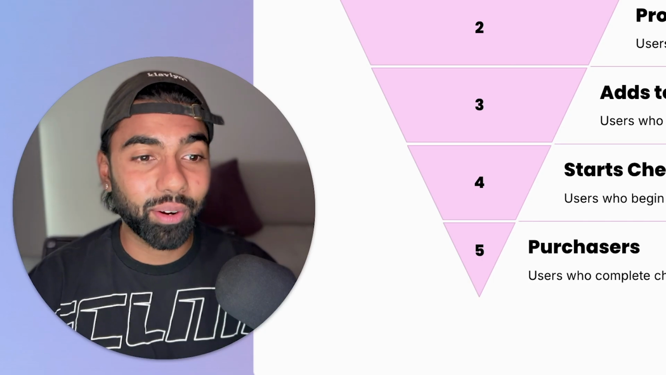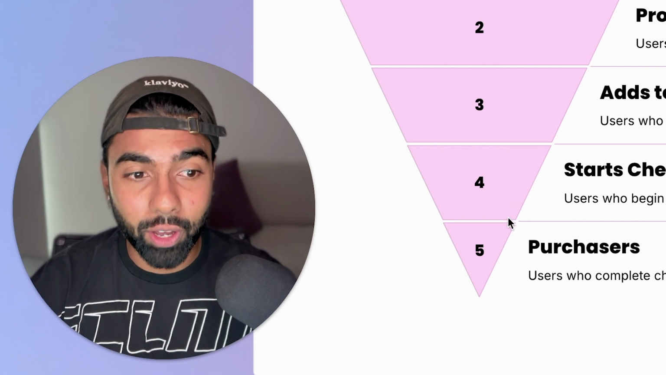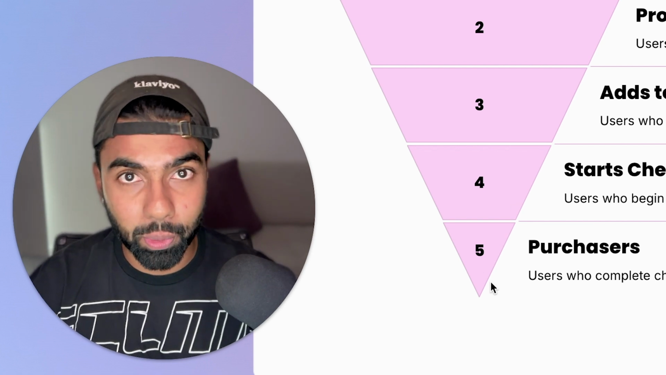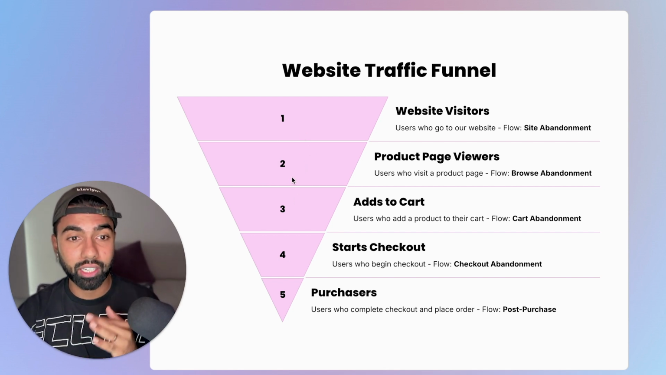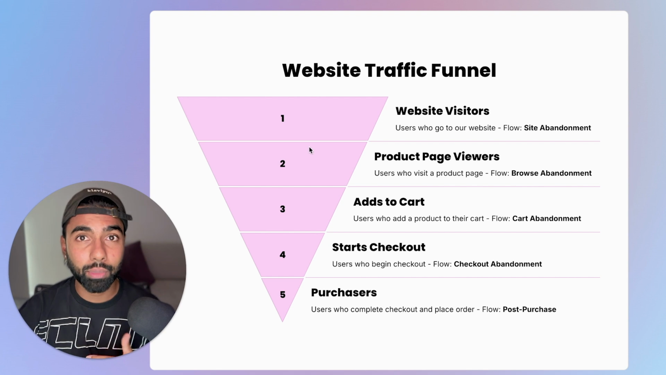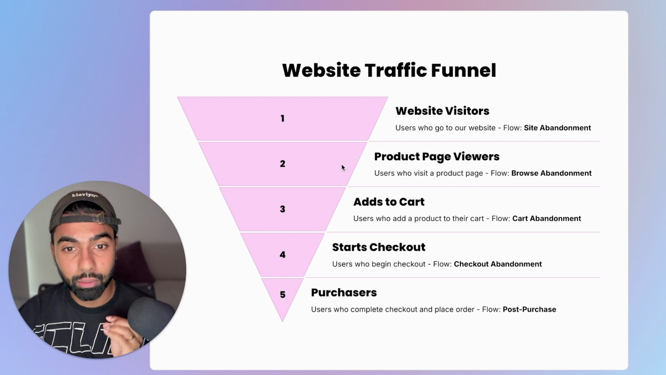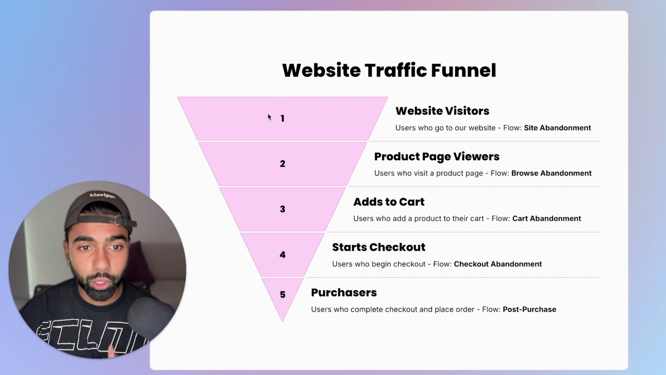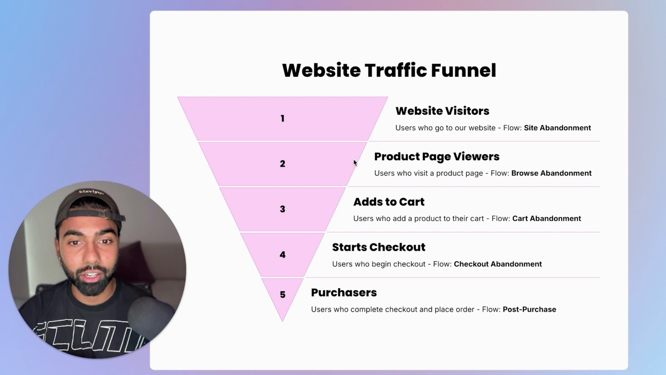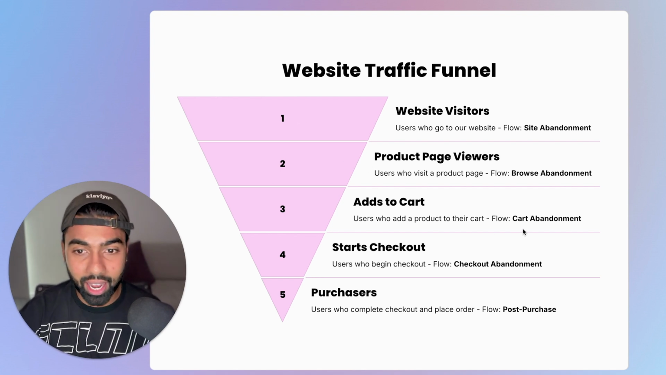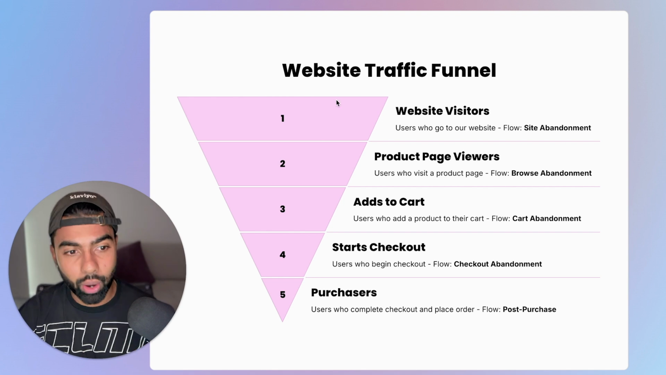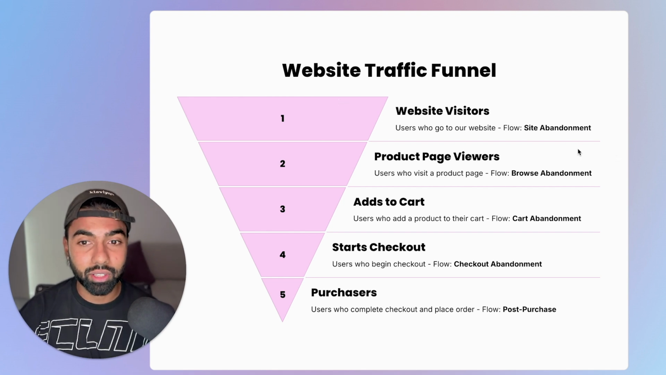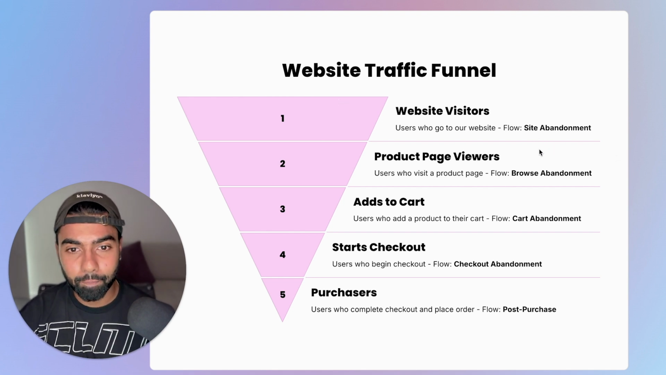Now, you might have already guessed, every single step of this funnel is going to have a flow attributed to that. So pretty much from step 1 to 4, if someone gets to each of these steps and then they leave before getting to the following step, there's going to be a specific flow for that exact moment. So for example, if someone goes to our website and then they don't browse any products, they don't add anything to cart, they don't check out, and they obviously don't make a purchase, if they leave after just going to our website, then it's going to trigger a flow called the site abandonment flow.